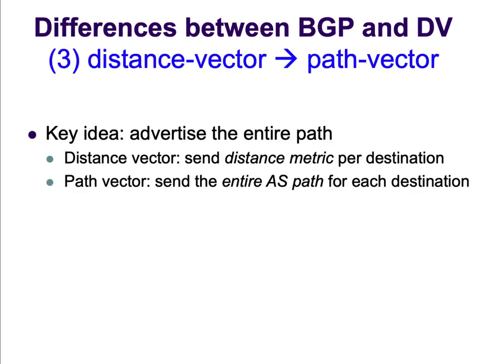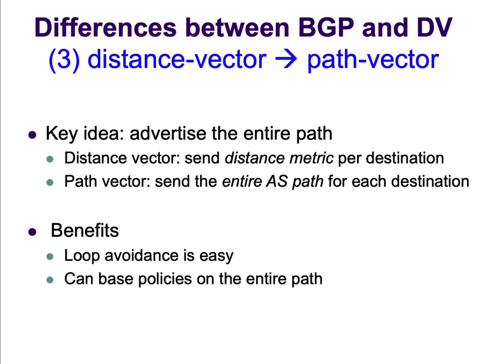All right. So just to recap, the key idea: advertise the entire path, different from distance vector. The benefits: loop avoidance is easy. There's another benefit that we don't really know how often this gets used, but it is certainly possible, is that you can look at the entire path and base your policies on the entire path, not just your next hop, or not just your cost. So you could say, oh, this path is going through some country you don't like along the way, and so I'm not going to pick it. That's actually something you can do with BGP.